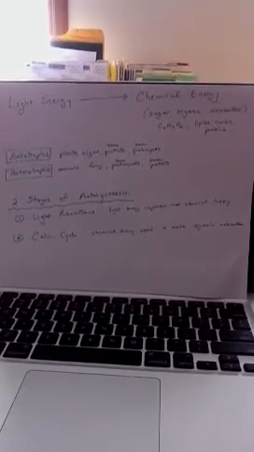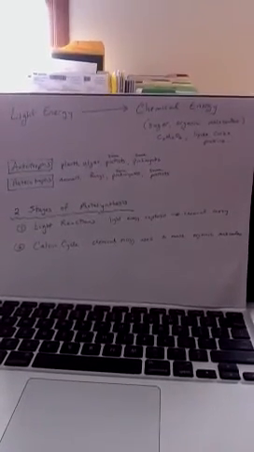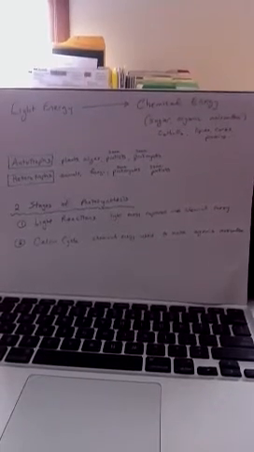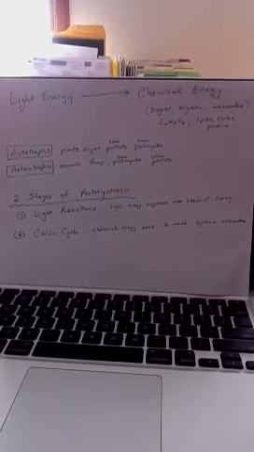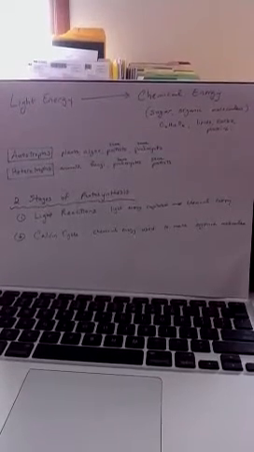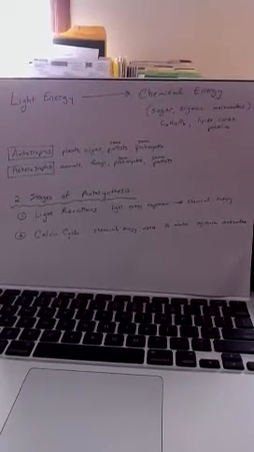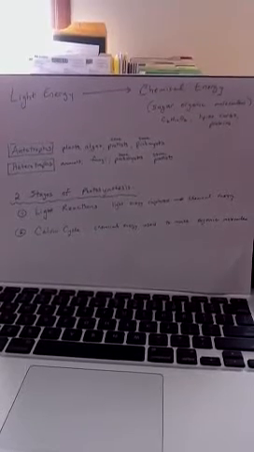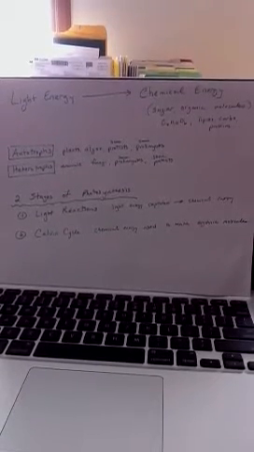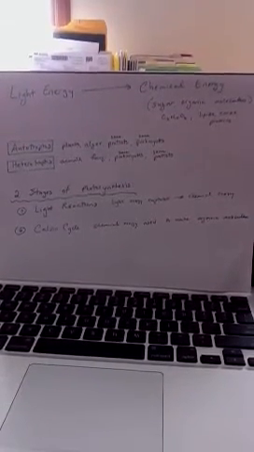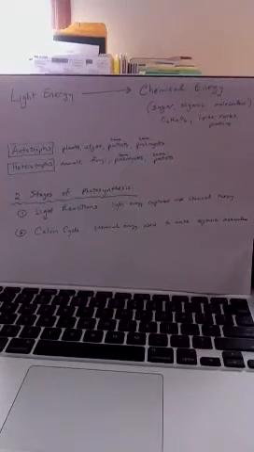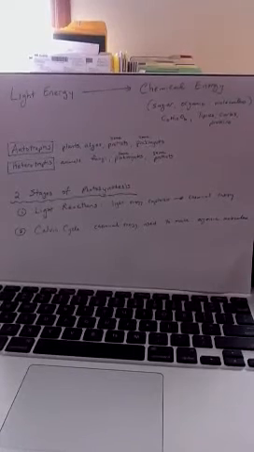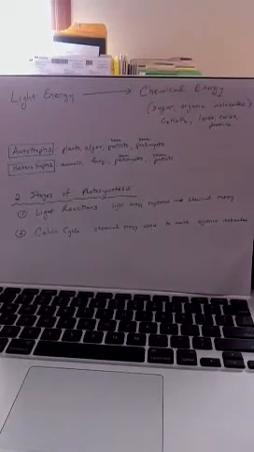Now that we're going to start learning about photosynthesis, this is a process where light energy is converted into chemical energy. Chemical energy in the form of sugar, organic molecules like lipids, carbohydrates, and proteins. What type of organisms can perform photosynthesis? Well, these organisms include plants, algae, some protists, and some prokaryotes.